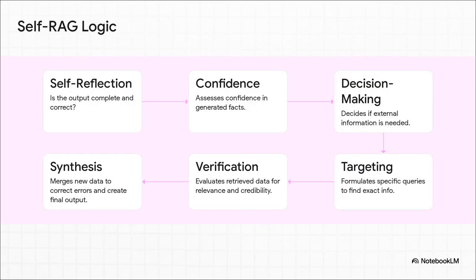What's really fascinating is how this agent thinks. It's not just about spitting out an answer. First, it reflects, asking itself, is this actually complete and correct? Then it checks its own confidence level, like, am I really sure about this? If the answer's no, it decides it needs more info. But it doesn't just do a lazy search. It creates super specific queries to find exactly what's missing. Then it checks if that new info is legit, and finally, it weaves everything together for a much more accurate final answer.